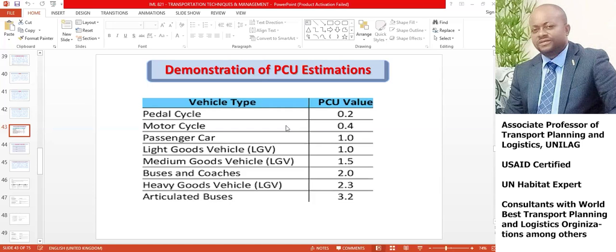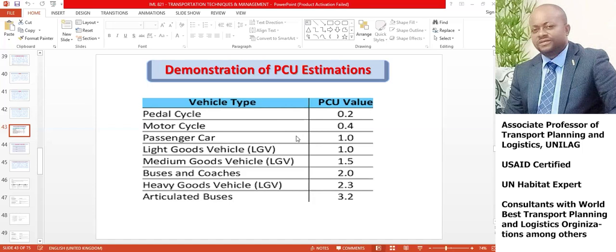So let's assume that we have 600 motorcycles. What will be our PCU value for motorcycle when this is 600? 240, I think. How did you arrive at 240? 600 times 4 over 10. Yes, 0.4 times 600. Thank you. Straightforward. What if the passenger car is 900 here? What is the total PCU?